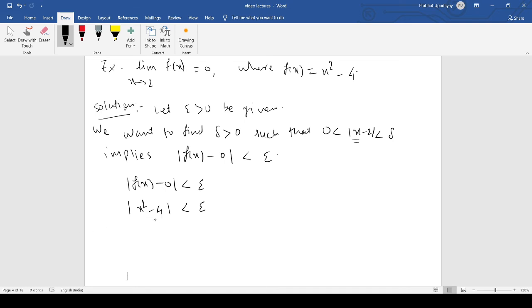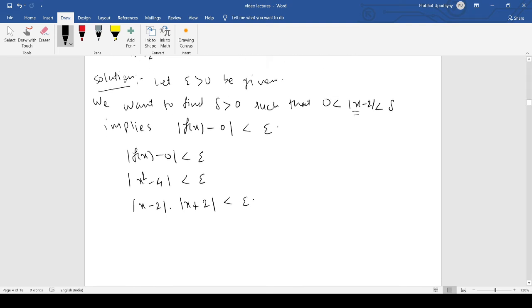So if I expand this x square minus 4, I can write it as mod x minus 2 multiplied with mod x plus 2, and I will have it is less than epsilon. I want a condition on mod x minus 2. But with this mod x minus 2, I have one more term, that is mod x plus 2. So I will have to think about what I can do about this mod x plus 2. Now there is a trick involved here.